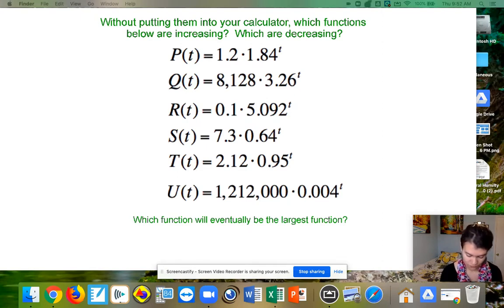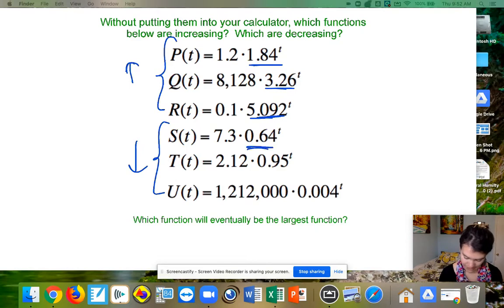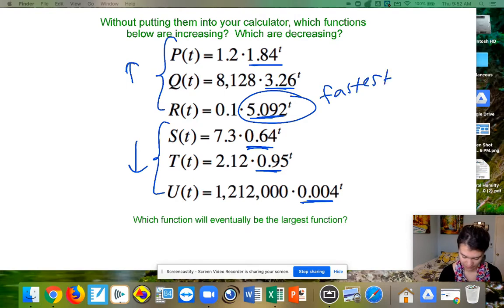Okay, so these first three are increasing. The reason being your base here is greater than 1. Then these three are decreasing because your base is less than 1. So it still has to be positive, but it's like a fraction or a decimal. This one is going to be growing the fastest because it's the largest base. And then this one is decreasing the fastest because it's the smallest base.